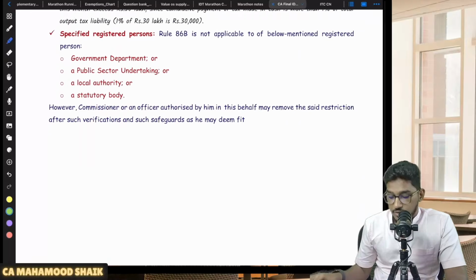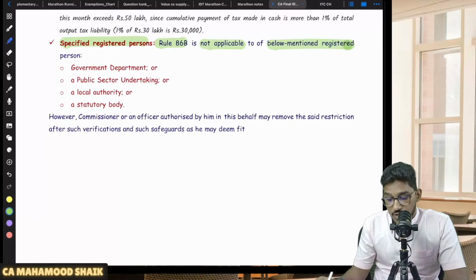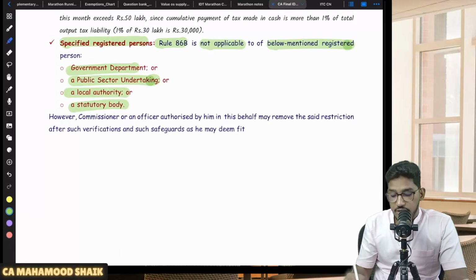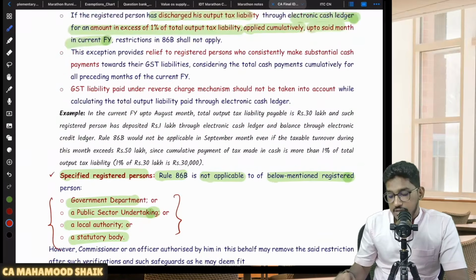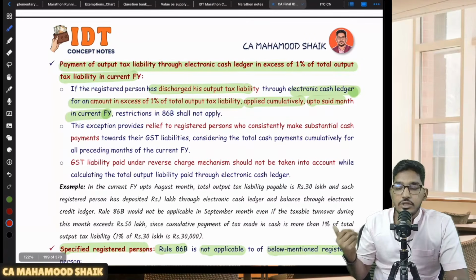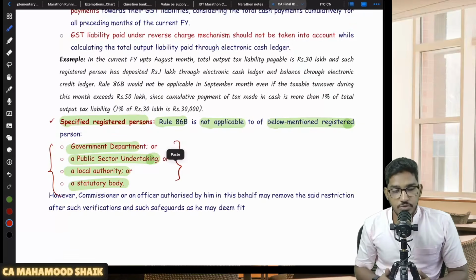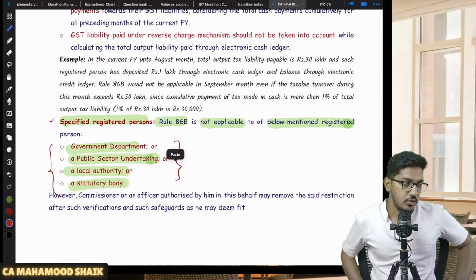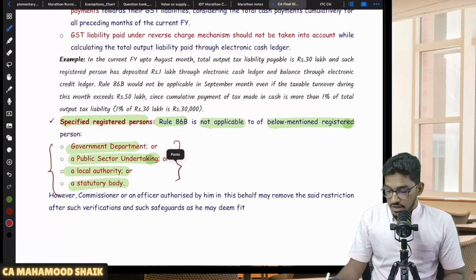Clear? Right. And also there are some specified registered persons to whom Rule 86B will not become applicable. Rule 86B is not applicable to the below mentioned persons. Who are they? A government department or public sector undertaking, local authority or a statutory body. For these people also Rule 86B will not become applicable even though they have a turnover of more than 50 lakh rupees, even though they are not paying income tax, even though they are not getting a refund, even though till date they did not discharge 1% in cash. Unconditionally these people are exempted from Rule 86B. That means they can discharge 100% of their output tax liability using input tax credit. Clear? Able to understand?